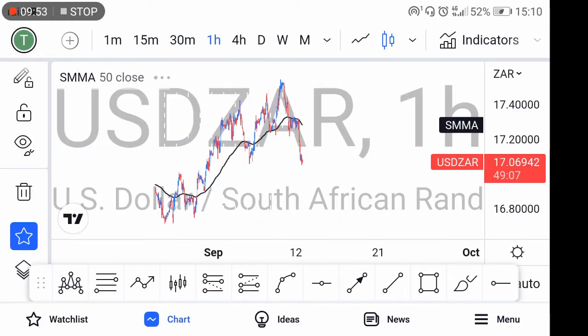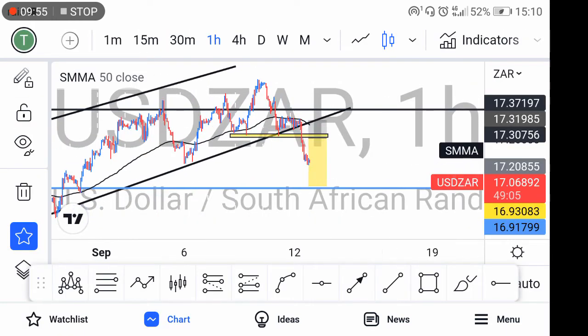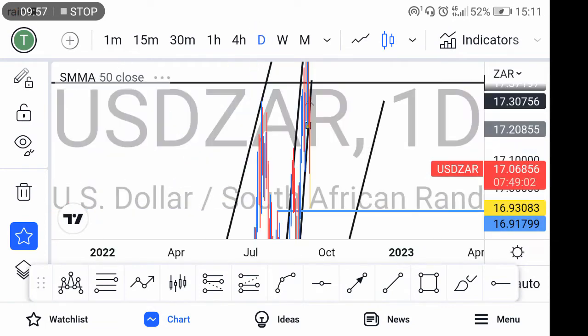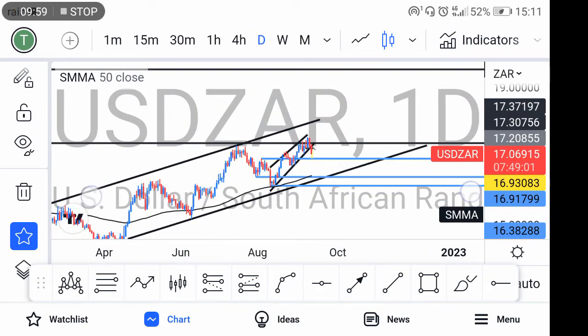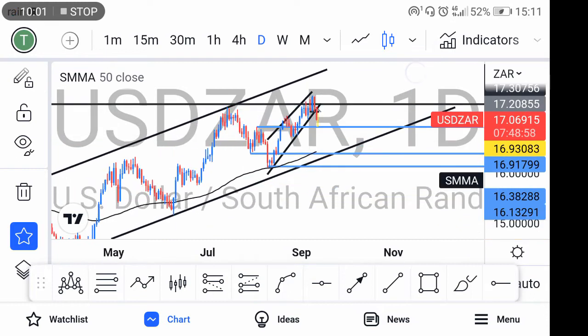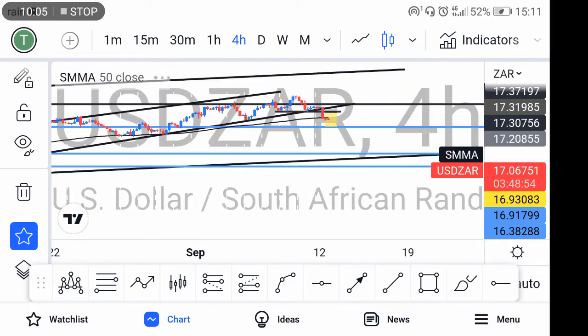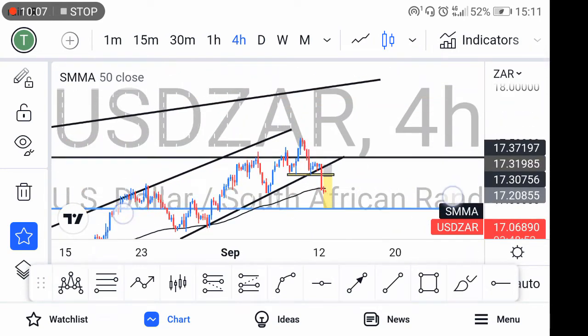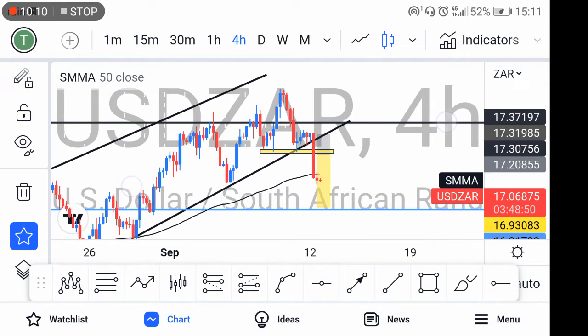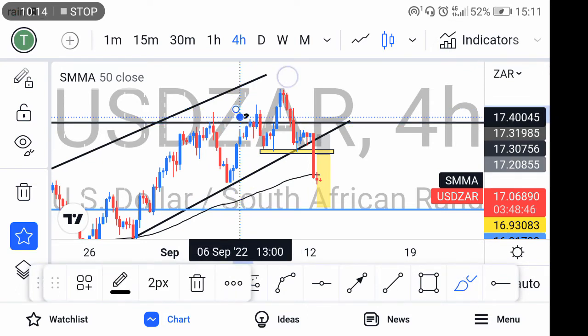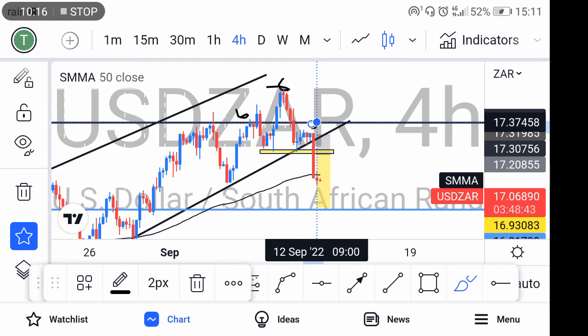USDs are on a daily. You can see, guys, we are in a bullish trend and we have another bullish trend, and if you can check, it gave us an inverse head and shoulder. This is the left shoulder, the head, and the right shoulder, which is a reversal pattern.